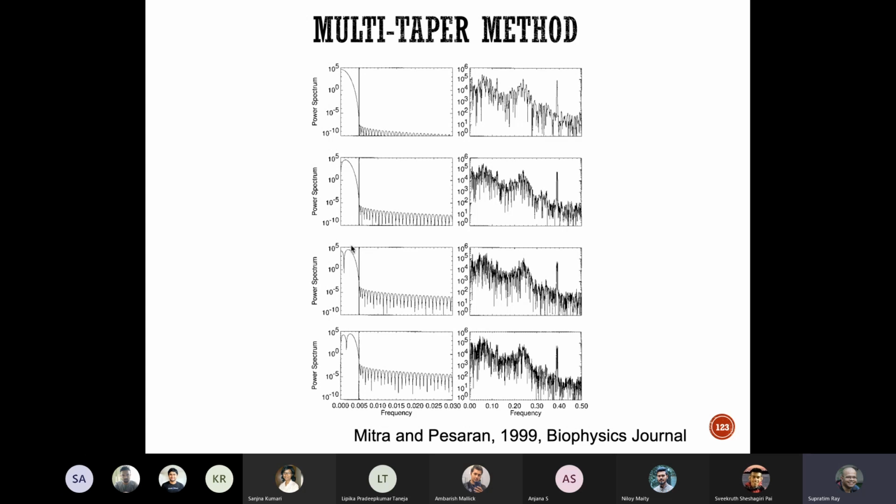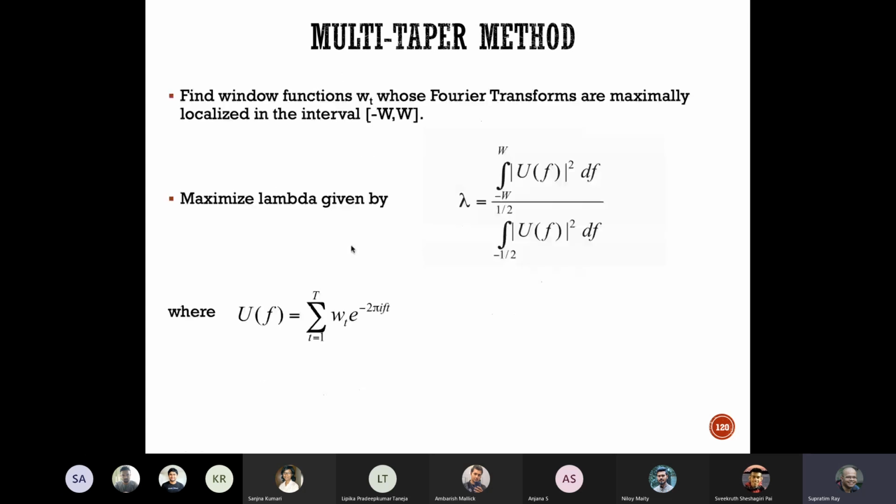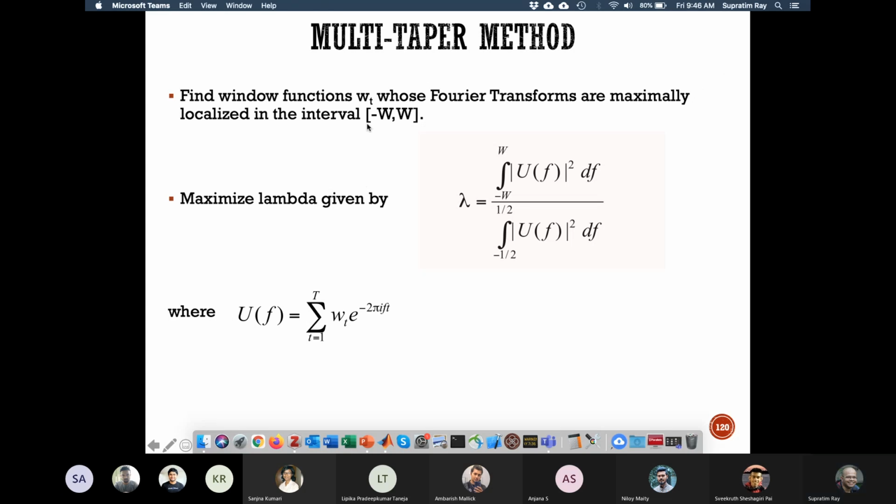Okay, so now you can ask this question in a very principled way. This is where the math comes in. I'm going to say: find me a set of window functions, WT, whose Fourier transforms are maximally localized within some interval that you choose. Okay, so this is maximally localized in some interval here, in the frequency domain, that you get to choose.